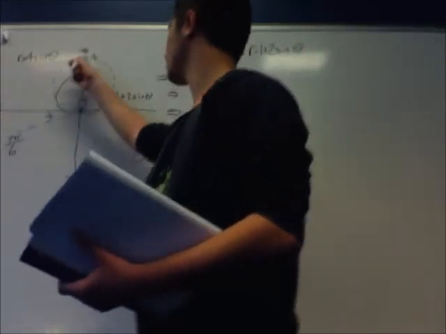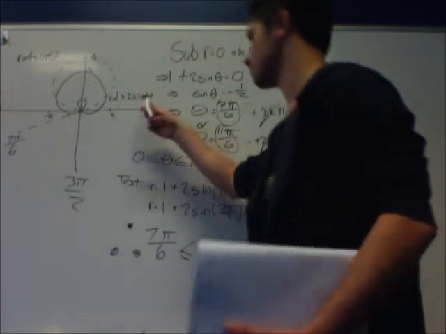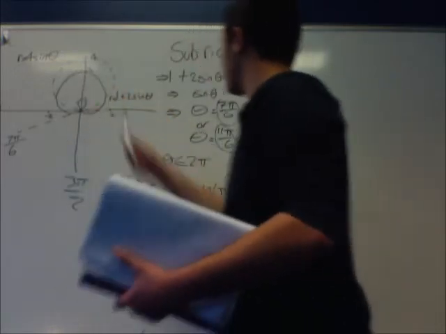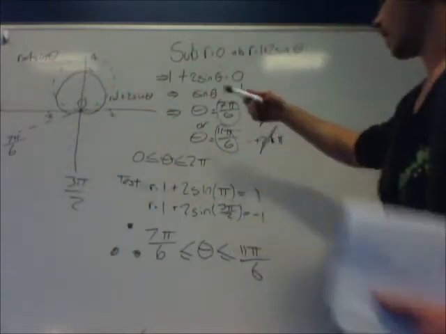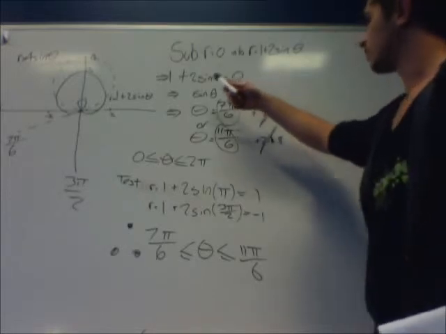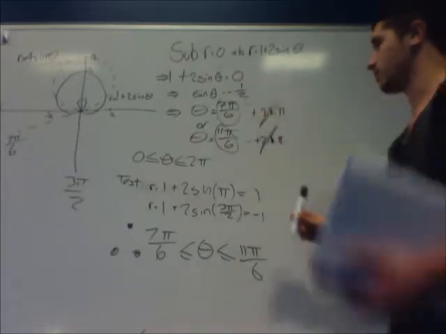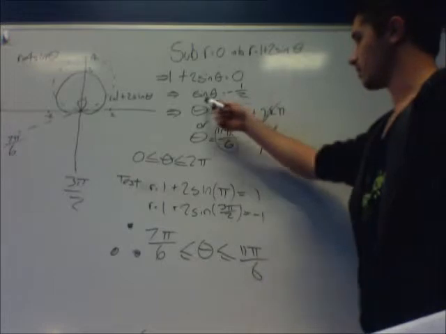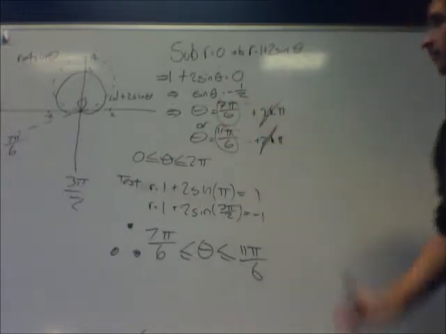In this question, we're given r equals 4 sine theta, which is this curve here, and r equals 1 plus 2 sine theta, which is the curve here within a circle. To find the values of theta, we sub in r equals 0. So it's 1 plus 2 sine theta equals 0, which comes to sine theta equals -1/2.